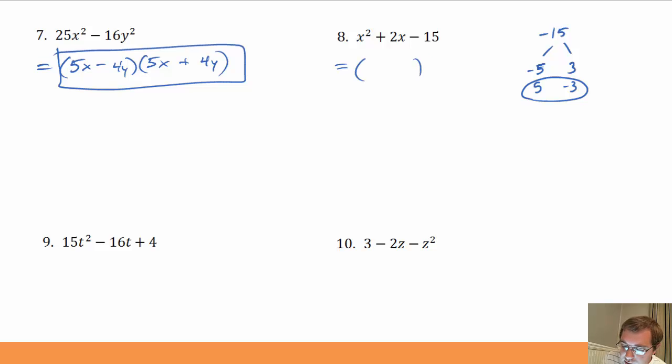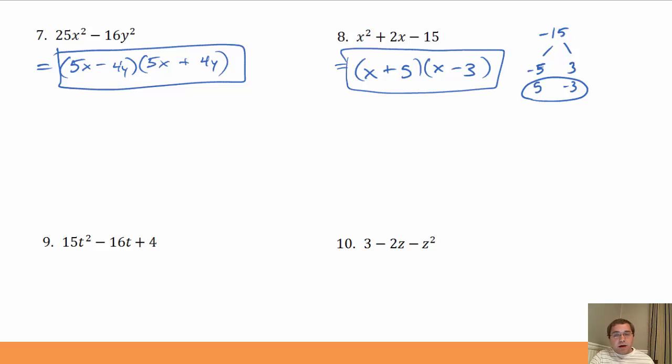So I've got two sets of parentheses. x plus 5, x minus 3. The signs match the signs of the numbers I had to choose. And the order I put those sets of parentheses in doesn't matter. I could do x minus 3 times x plus 5. That's the same thing as x plus 5 times x minus 3. Multiplication is commutative. That's the commutative property of multiplication.